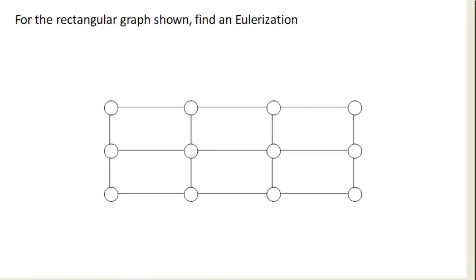So for the graph here, let's find an Eulerization. The idea behind an Eulerization is that right now this graph does not have an Euler circuit. Why? It doesn't have an Euler circuit because there are 1, 2, 3, 4, 5, 6 different vertices that have odd degree. And so there's no way that we can do an Euler circuit on this graph, right? There's no way we can walk this graph without backtracking.